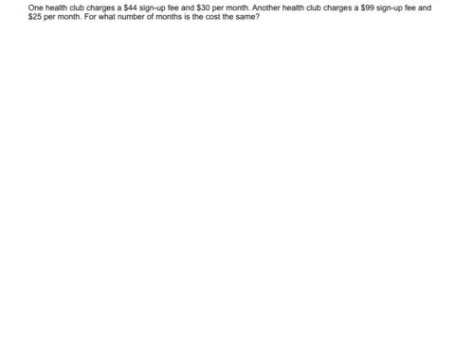So the first step is to define our variable. In order to define your variable, you're going to go to your question. So the question is, for what number of months is the cost the same? Since we're talking about number of months, I'm going to use the variable m. And it really doesn't matter what variable you use as long as you define it. And m, I'm going to say, is equal to the number of months. That's our question.